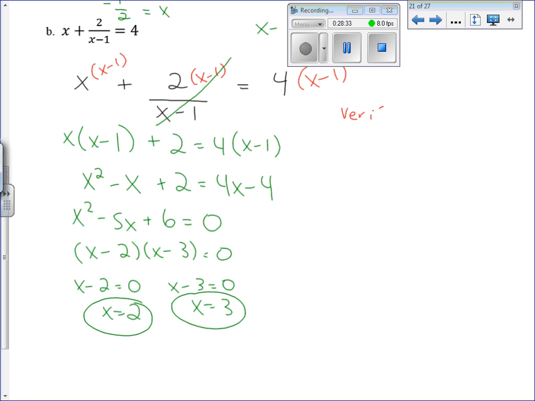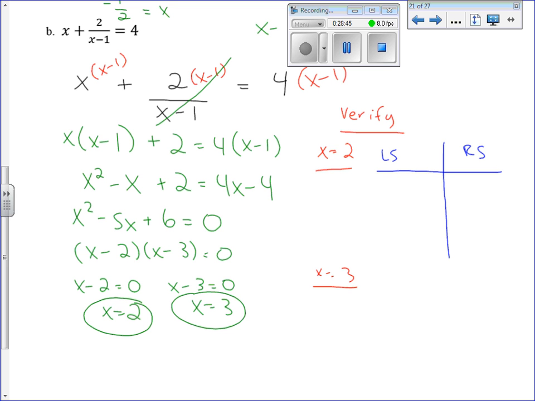Okay, so I'm going to verify. I've got x equals 2 to verify, and x equals 3. So my left side and my right side, and my right side was equal to 4, so that's what I'm trying to get to. My left side, I've got 2 plus 2 over 2 minus 1, so that's 2 plus 2 over 1, which is 4, if that one works.